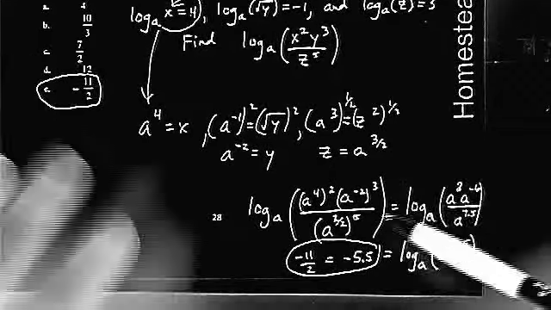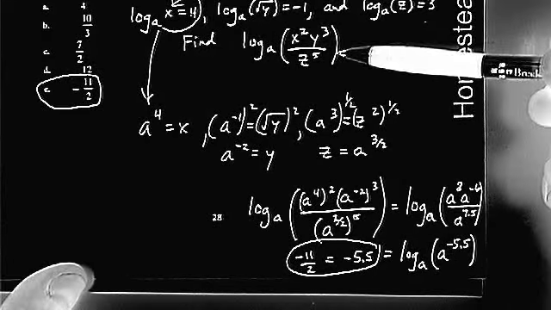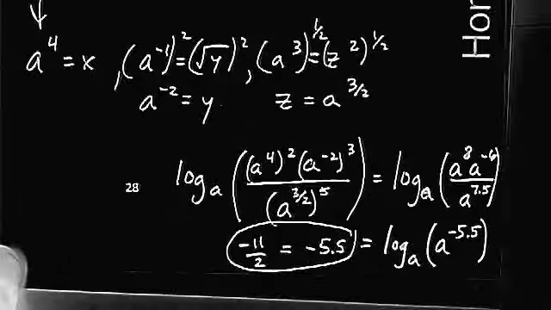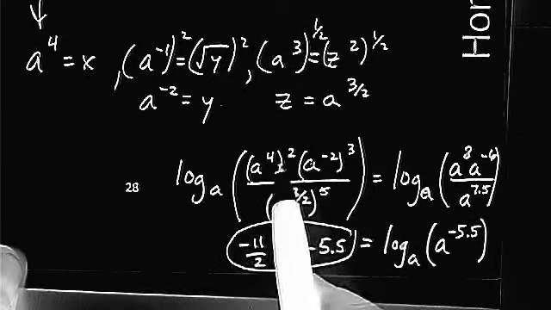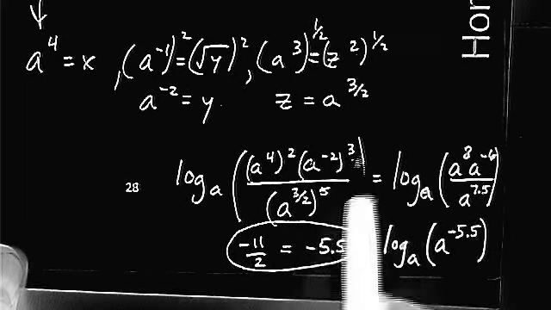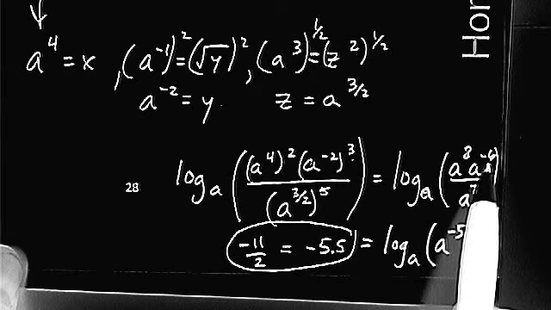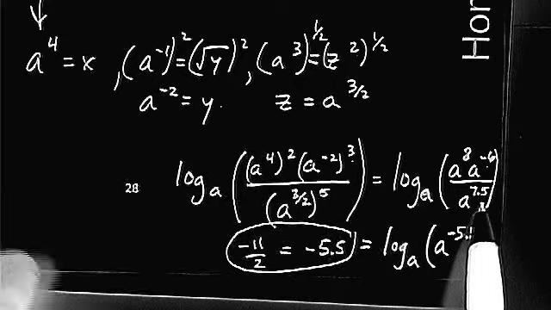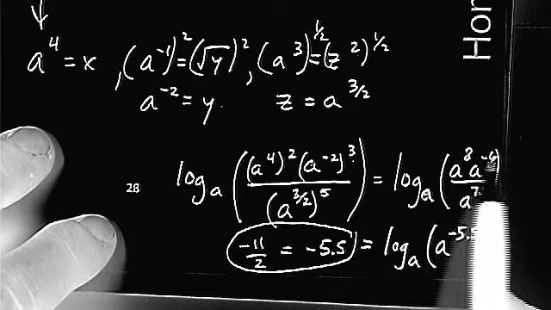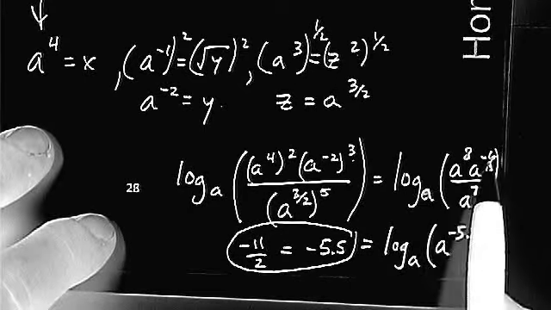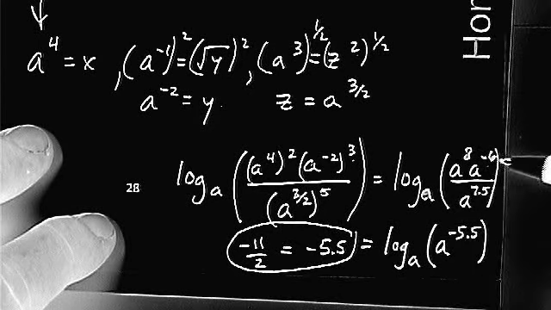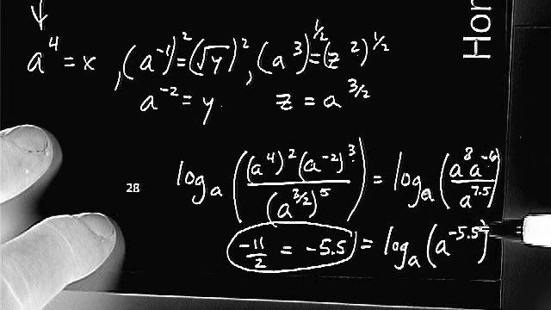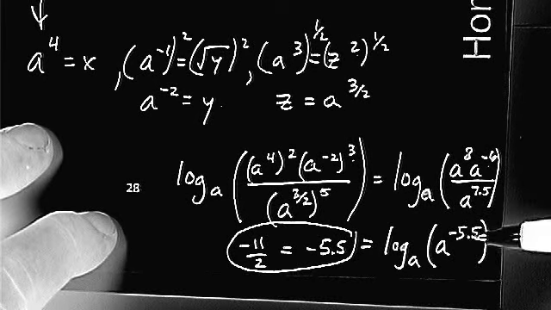Then I could substitute x, y, and z into the expression that they wanted me to find. And when I did that, well, 4 times 2 is 8, negative 2 times 3 is negative 6, got those two values. 3/2 times 5, that's 1.5 times 5, isn't it? 7.5. And then we know when we are multiplying like bases, we add the exponents, so that'd be positive 2 on top. But when you divide like bases, you subtract the exponents. That's where we got negative 5.5. Okay.